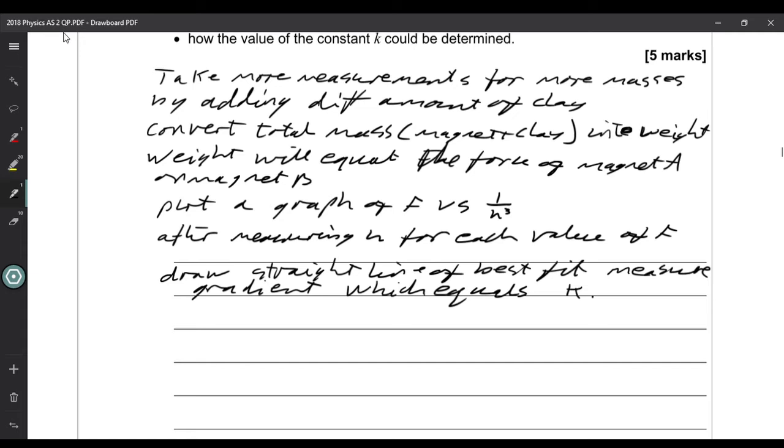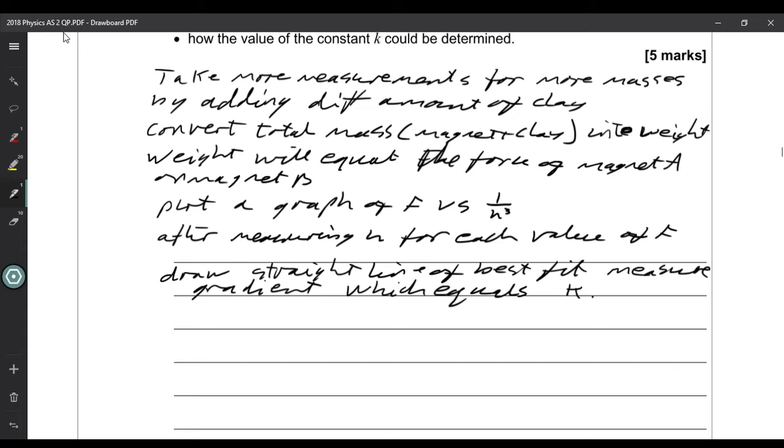So a lot of students doing this exam lacked the detail how to vary the mass. So that's why we're putting a lot of detail into the question. We're saying that we're adding different amounts of mass and we're converting this mass into weight. And the weight equals the force of the magnet A forces on B. So we're leaving the examiner in no doubt about the steps that were taken and why we're doing them.